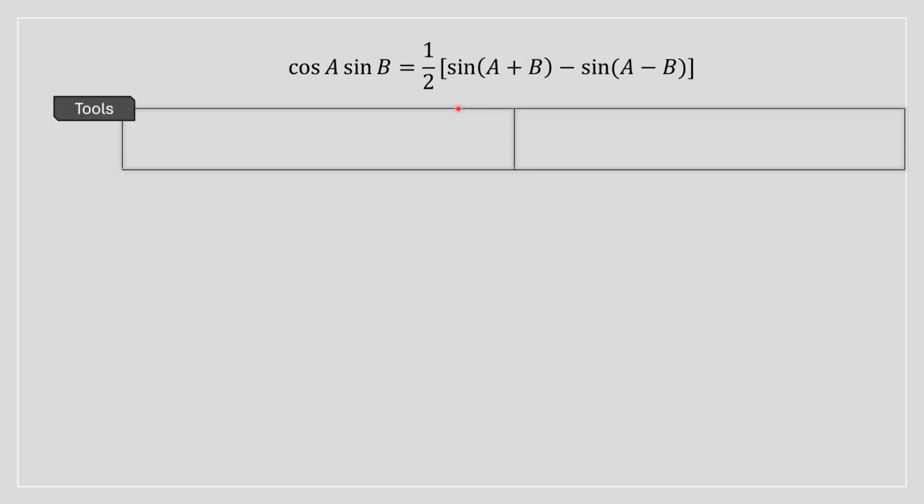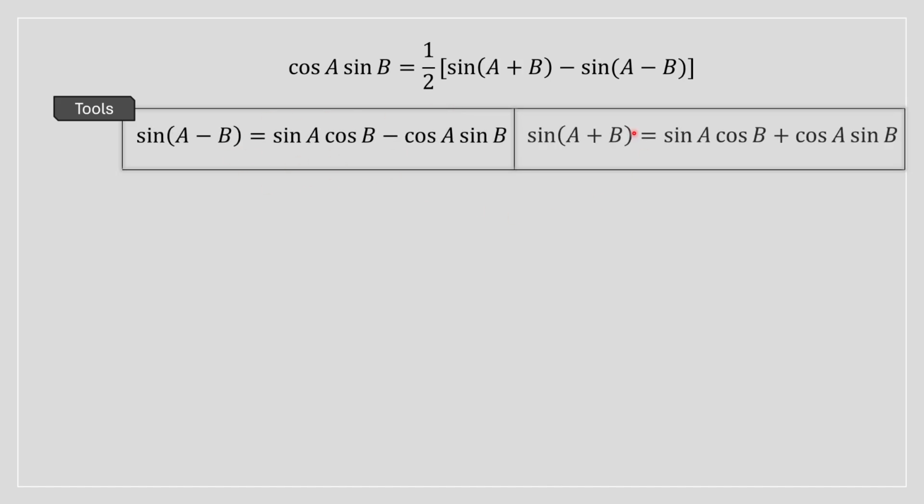So what you lot are going to need are two tools, two trig identities. The first one being this one, and the other one you're going to need is this one right over here. So these are going to basically be substituted into this equation as you see on your screen.